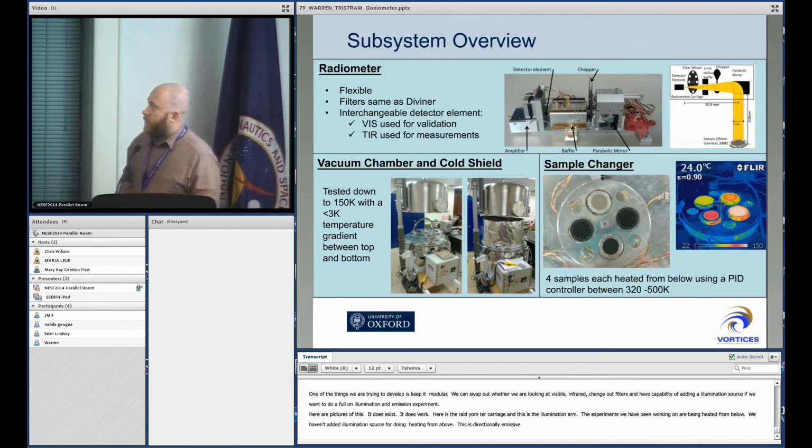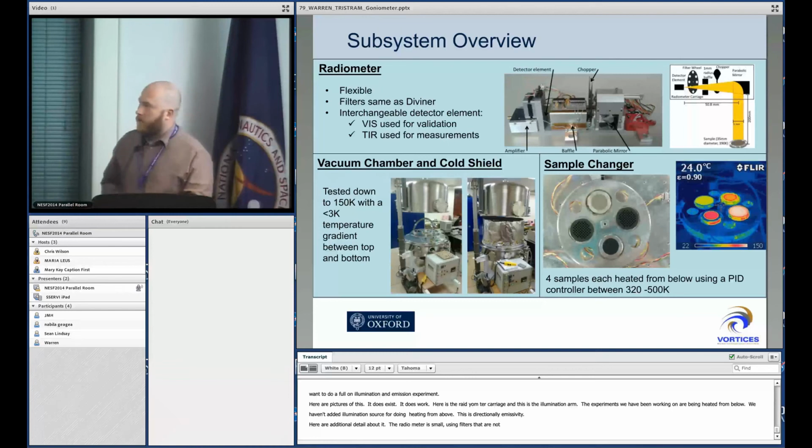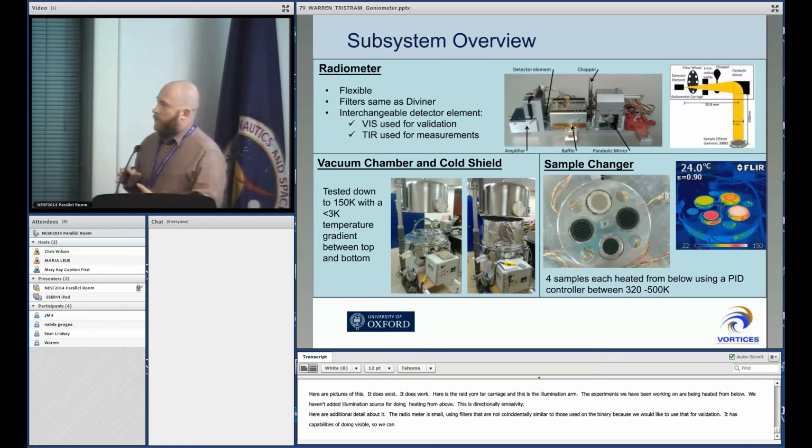Here's some additional detail about it. The radiometer is a small radiometer. It's using filters that are not coincidentally very similar to those used on Diviner, because we would like to use that for validation. It also has capabilities of doing visible, so we can understand the properties of the instrument itself, and then thermal infrared for the measurements of interest.